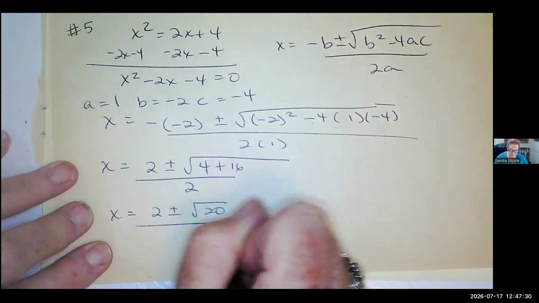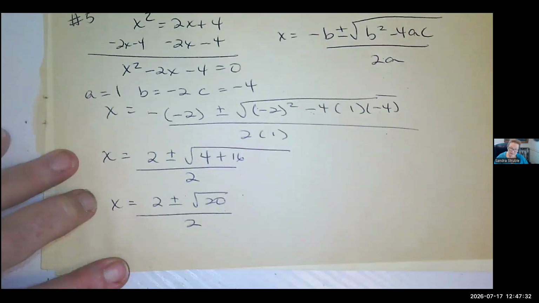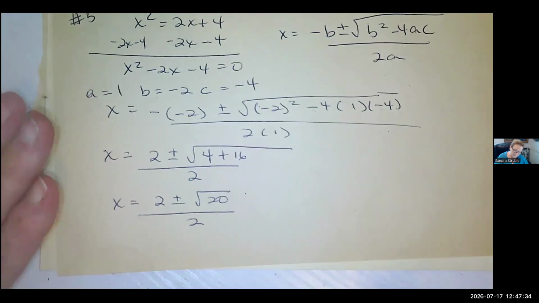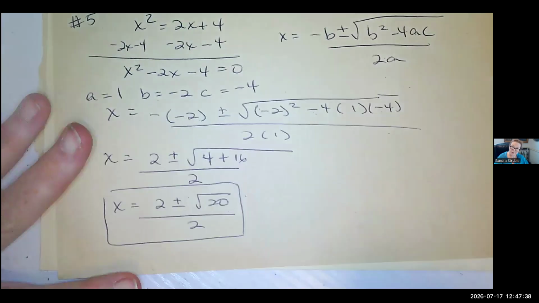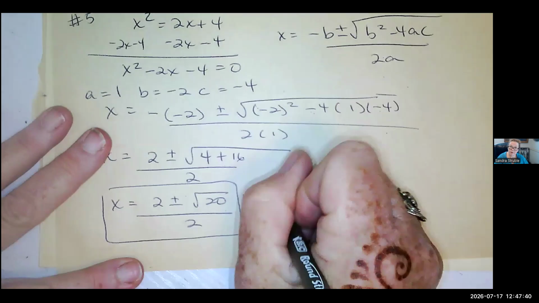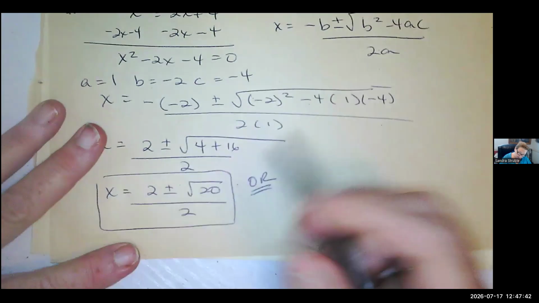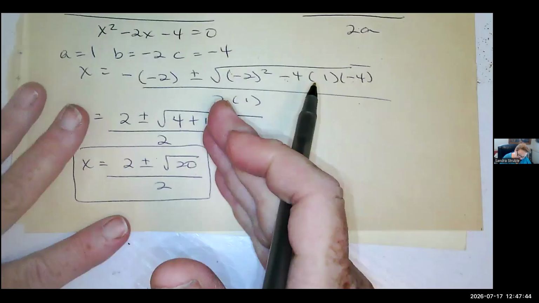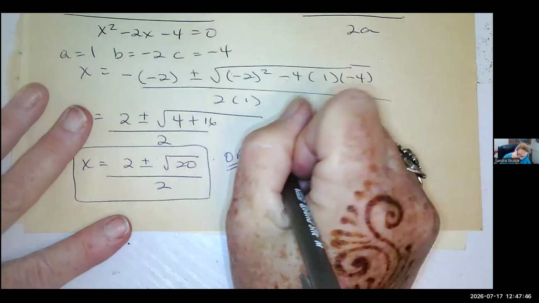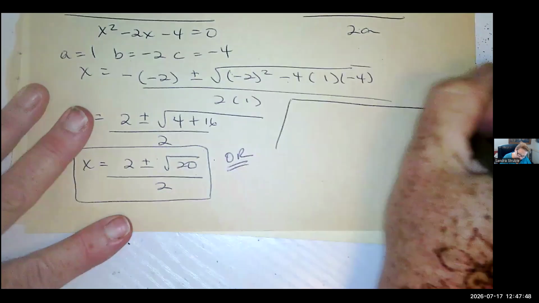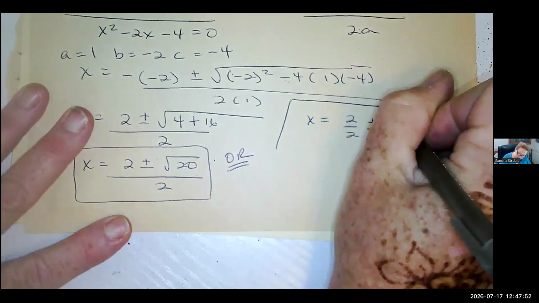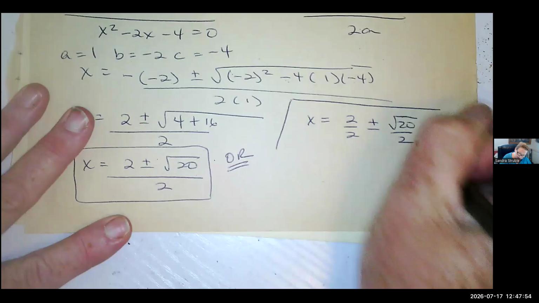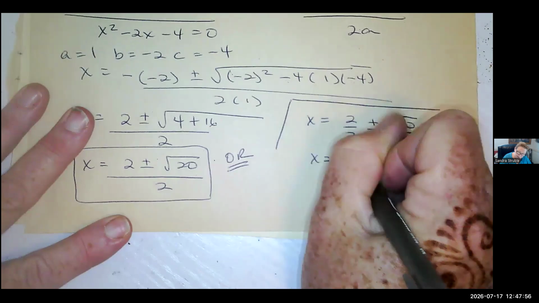All right, here's where you have some options. You can leave it as it is, put a box around that bad boy, and you're done. Or, which I suggest you do, don't lose points when you can just get this right. If you want to go further, however, you can go x is equal to 2 over 2 plus or minus the square root of 20 over 2. This becomes x is equal to 1 plus or minus the square root of 20 over 2.